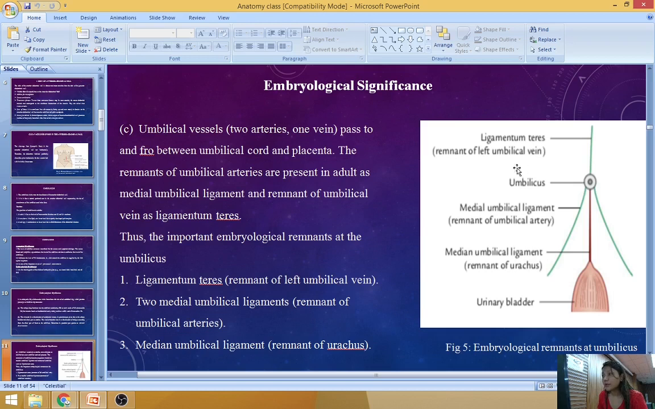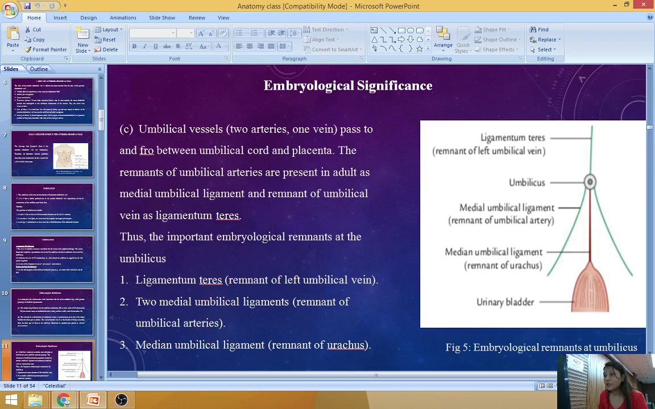What is the embryological significance of the umbilicus? We have umbilical vessels; as we have taught in your model class, in the umbilicus we have two arteries and one vein, which pass between the umbilical cord and placenta. The remnant of the umbilical arteries is present in the adult as the medial umbilical ligament. Mind you, it is medial, not median. The remnant of the umbilical vein is the ligamentum teres.